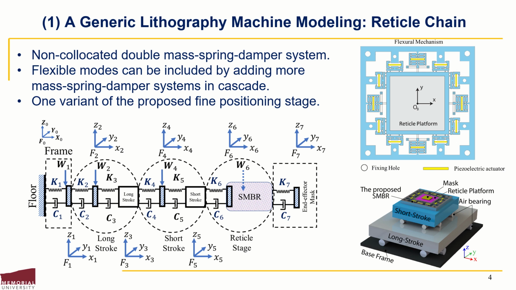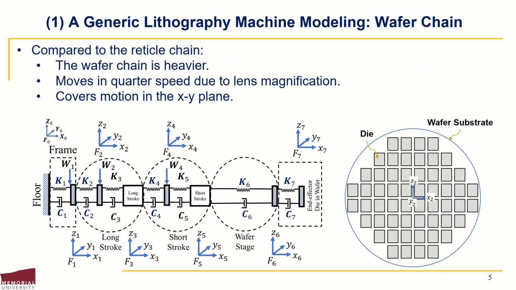Compared to the reticle chain, the wafer chain is heavier and moves at quarter speed due to lens magnification. Also, the wafer chain covers motion in the XY plane while the reticle chain moves only along the Y direction during the scanning phase. A dual stage structure is adopted at this stage as well, allowing the wafer stage to cover a large range with high positioning accuracy.